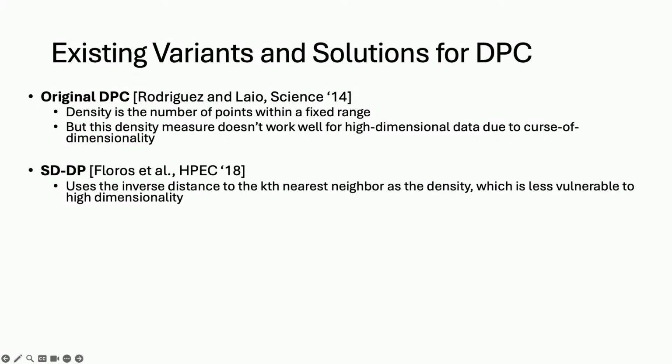A couple of years later, Flores et al. introduced the SDDP algorithm, which uses a different density function. They use the inverse distance to the kth nearest neighbor as the density measure. So you find the kth nearest neighbor, and then you take 1 divided by the distance to that neighbor, and that's your density. They show in their paper that this measure is much less vulnerable to the curse of dimensionality when working with high-dimensional data.